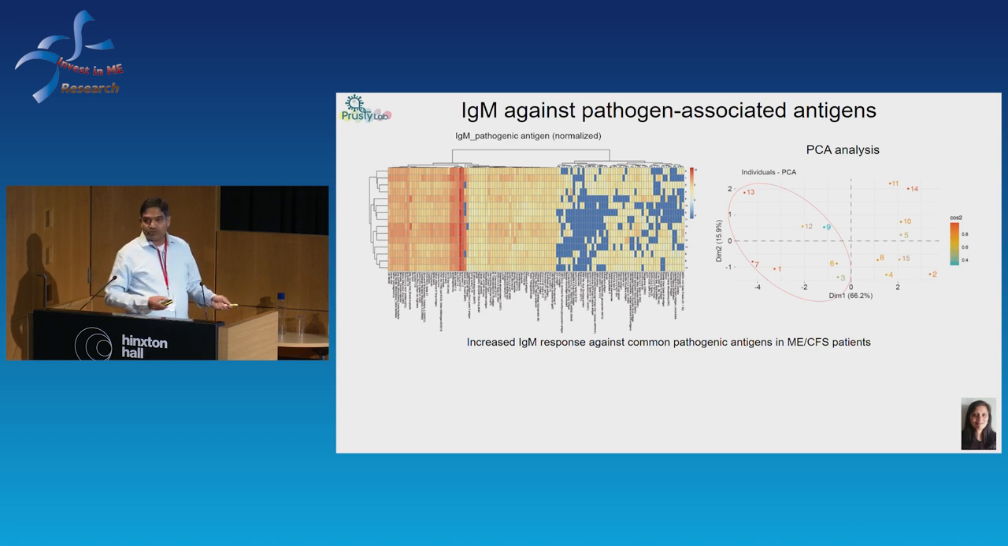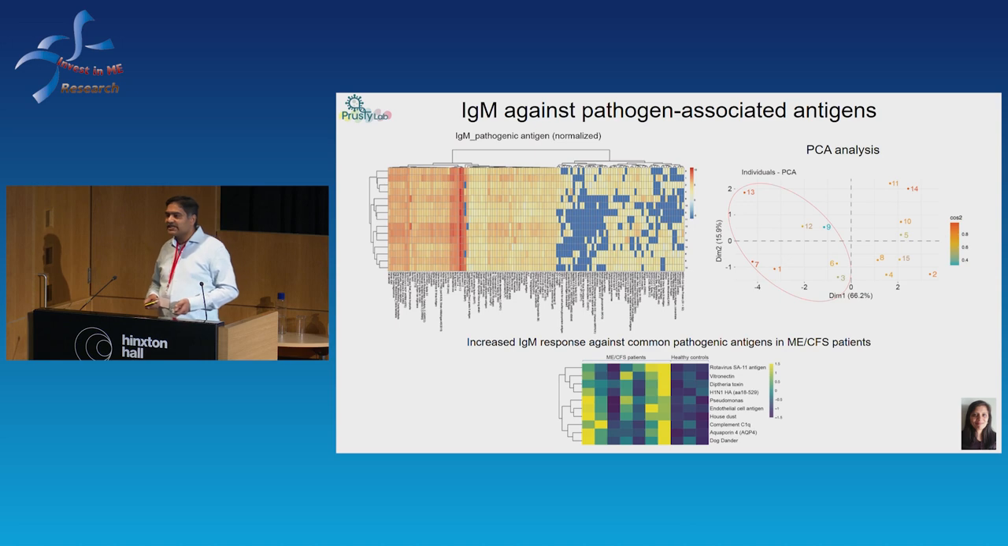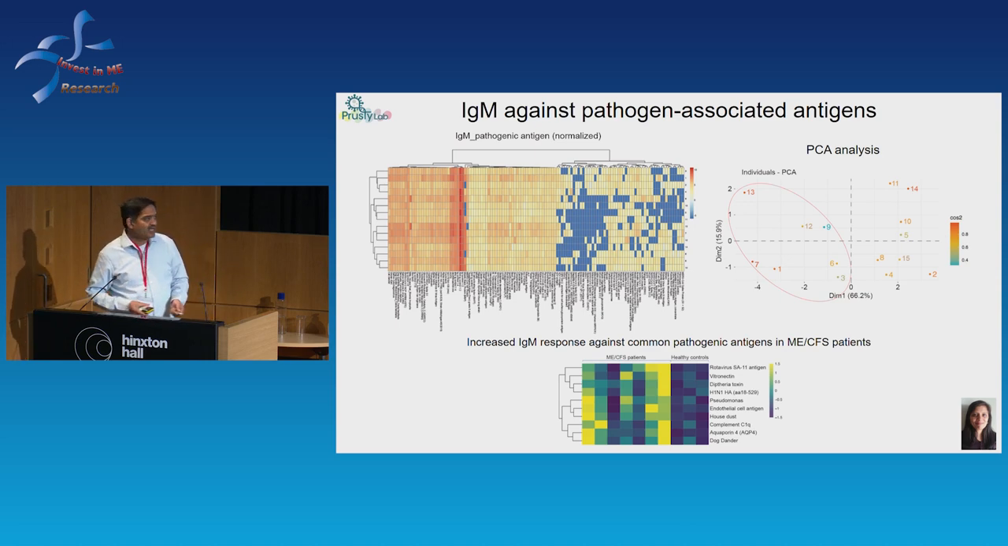There's no specific pattern. They fall into one group, and they have an increased IgM response against dog, then endothelial cell antigen, diphtheria, rotavirus, and all sorts of things. So it seems that the IgM response against these random infections or random antigens is very high in these patients. Interestingly, some of them actually correlate very nicely with disease conditions.